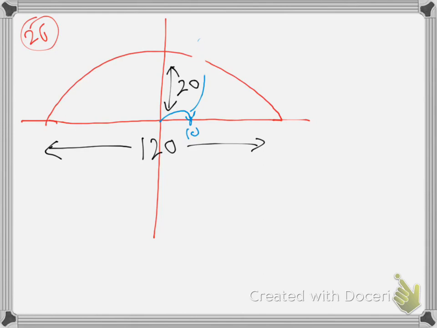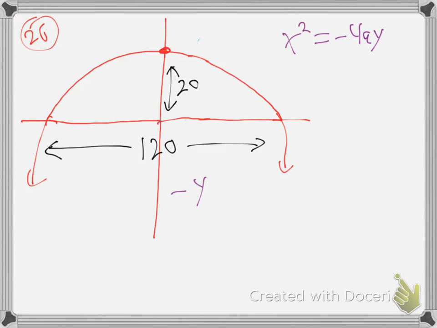So how can we do it? Guess what we're going to do? Find the equation, of course. So let's find the equation. This is the problem. It goes down like that, so it's going to be negative. Which direction is it going? Down. Negative y. So the right side always holds the direction on a problem, negative 4ay. The other side's x squared. Good so far?